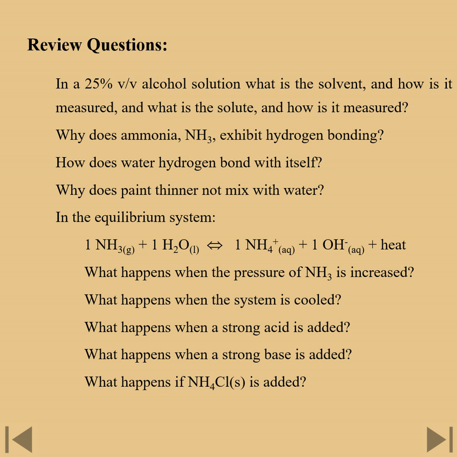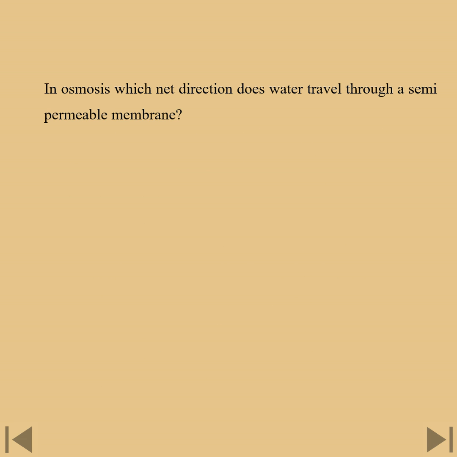In osmosis, in which direction does water travel through a semi-permeable membrane? From the more concentrated side in water to the lower concentration in water. And what is osmotic pressure? Well, that's the pressure that's generated by osmosis, by this unequal concentration of water across that semi-permeable membrane.